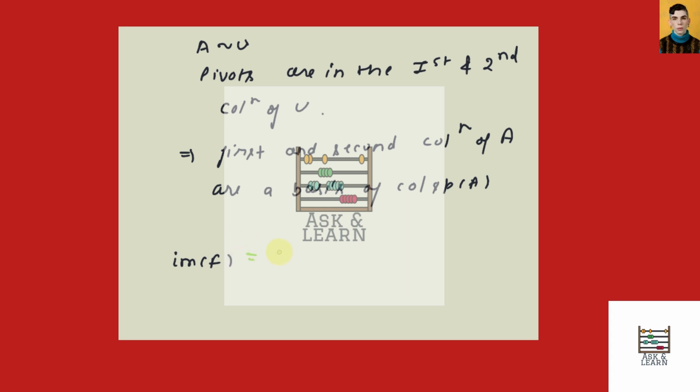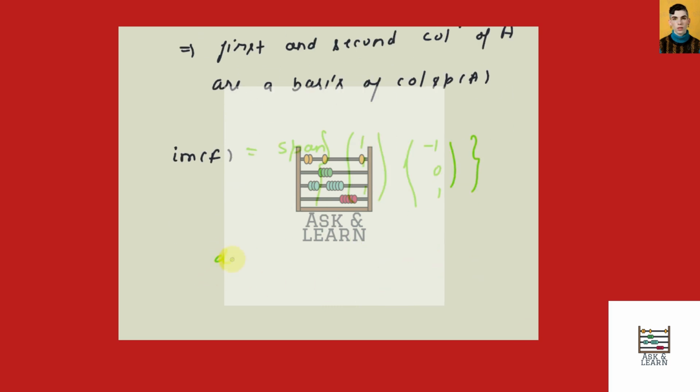So we have the image of f equal to the span of (1, 1, 1) and (-1, 0, 1). Here we write these elements from the original matrix A. And next, find the dimension.